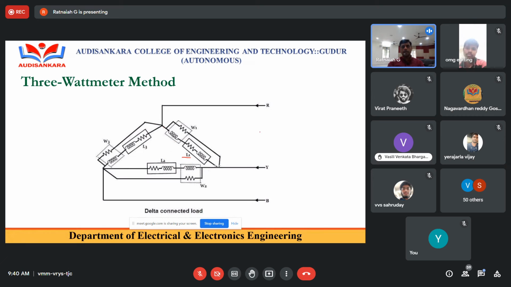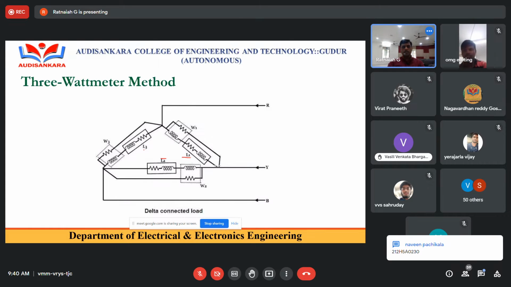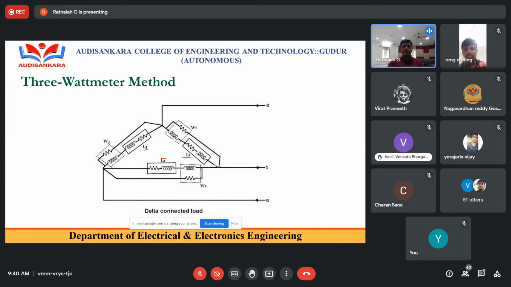L1 is the impedance of the branch between R and Y, L2 is the impedance of the branch between Y and B, and L3 is the impedance of the branch between B and R. So these L1, L2 and L3 are the different branches having impedances. So that is an RL load.